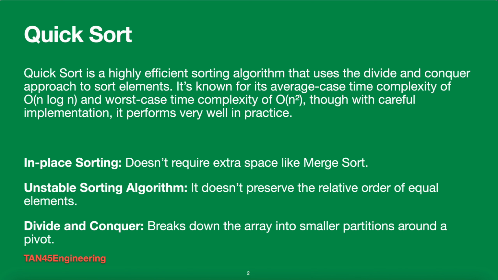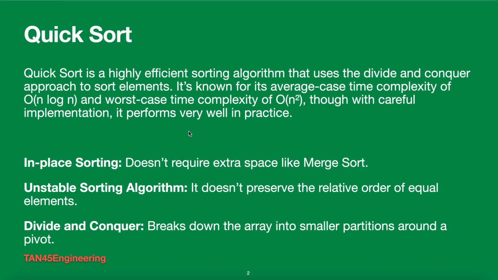It's an in-place sorting algorithm. Unlike merge sort, it doesn't require extra space. It is an unstable sorting algorithm, again unlike merge sort, so it does not preserve the relative order of equal elements. You are aware of what the relative order of equal elements is from our previous video. It follows divide and conquer, that is, it breaks down the array into smaller partitions around a pivot until only single elements are left.